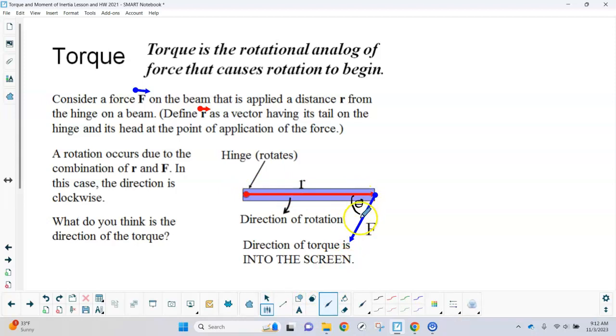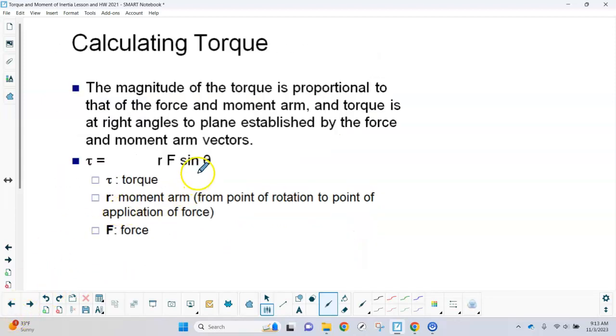Theta is an angle. To maximize your torque, you want to make an angle that would make this as big as possible. That angle is 90 degrees. If you put sine of 90 in your calculator, you should get 1. That's the maximum value for the sine function, which will make torque the largest. The unit for torque: R is measured in meters, and F is measured in newtons, so meter newtons is our measurement for torque.